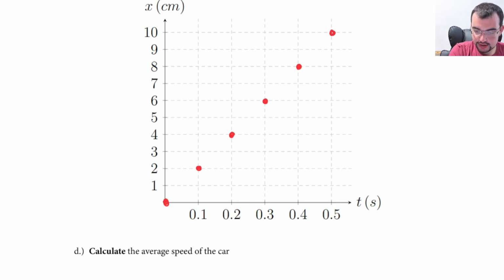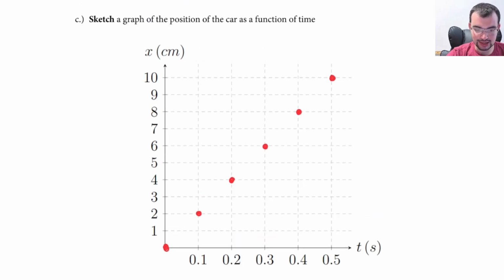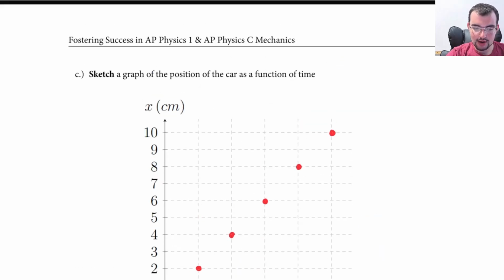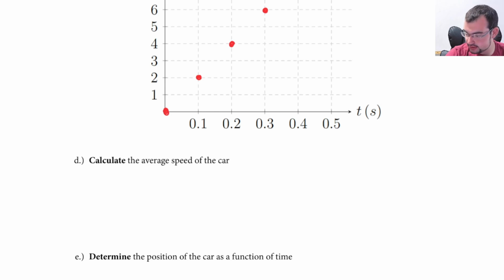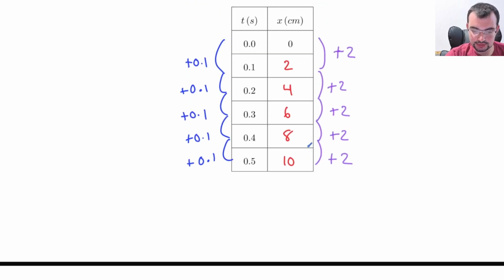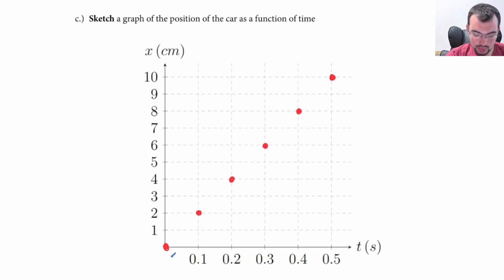Do not connect things with lines unless you're explicitly told to do so. We're just going to plot these as data points here. Although we do have reason to believe that this is a linear relationship, so I have no qualms actually just drawing in the line here, because that is the point of the problem.